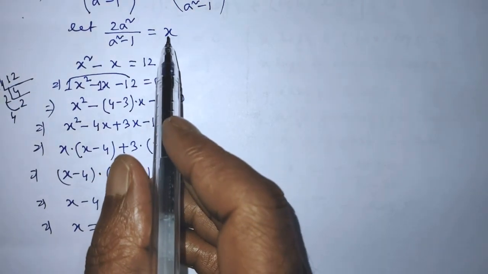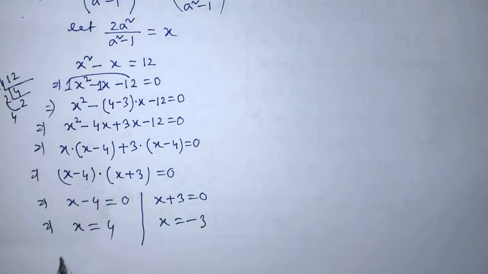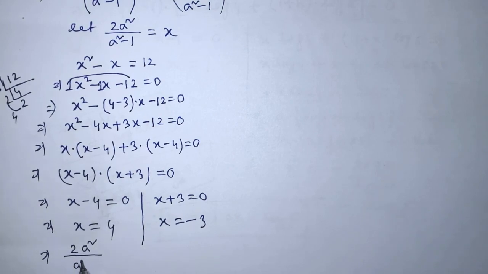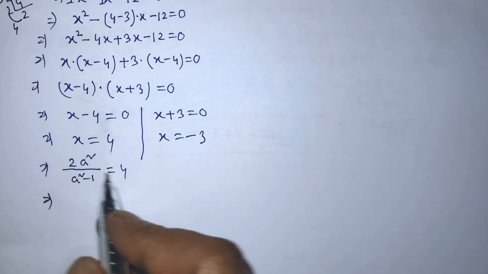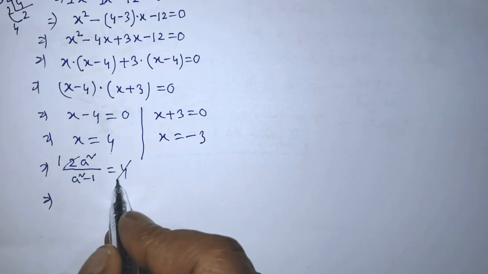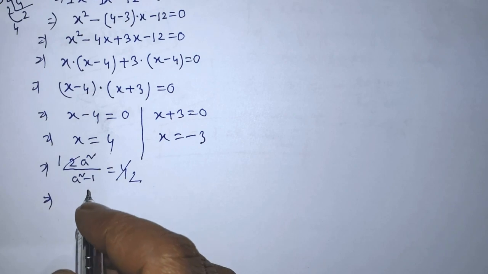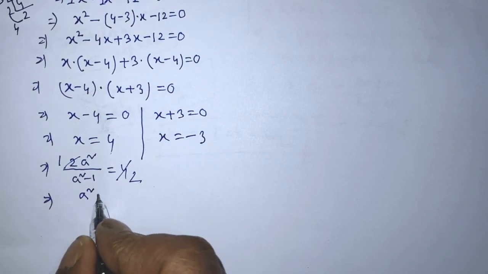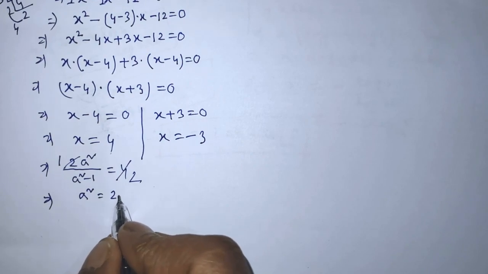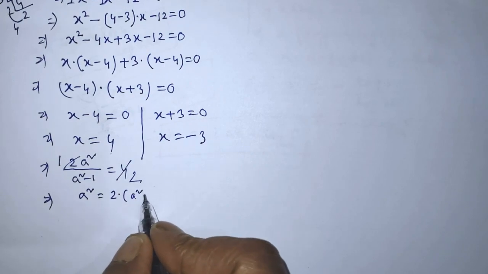Again we have to put the value of x in this equation. So the value of x is 2a square over a square minus 1 is equal to 4. So student, we can divide the left hand side and right hand side by 2, and after that we can write from this equation a square is equal to 2 times a square minus 1.